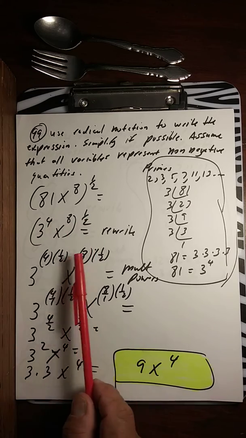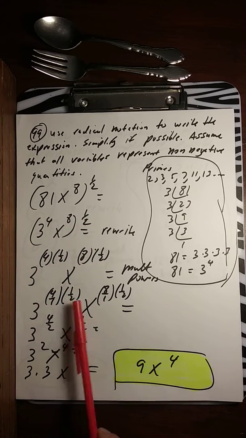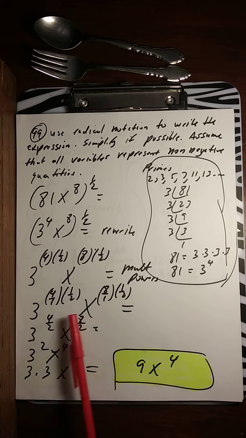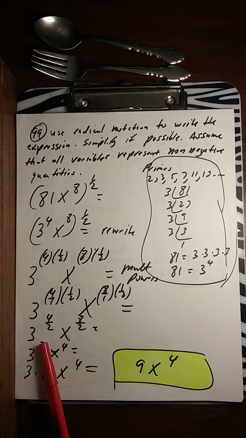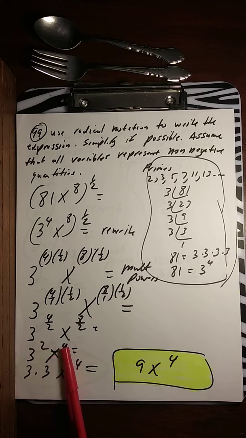81 is 3 to the 4, to the half. 1/2 times this, 1/2 times that. So 1/2 times this is 4 over 1 times 1 over 2, 8 over 1 times 1 over 2. This is going to be 4 over 2, 8 over 2, and that's going to be 2. 3 to the 2, x to the 4. 3 to the 2 means 3 times 3, x to the 4. And 3 times 3 is 9, and x to the 4 is just x to the 4.